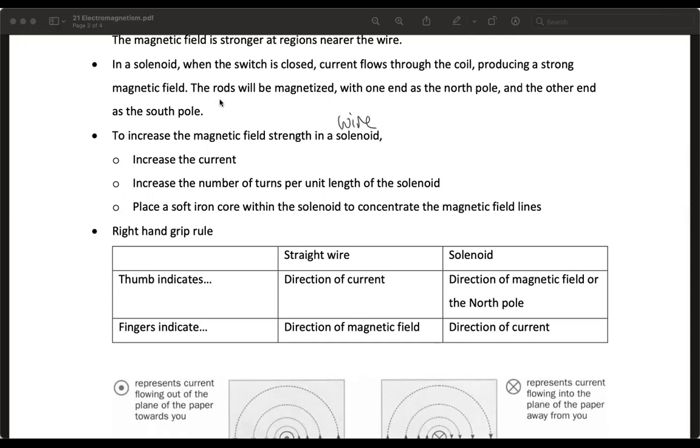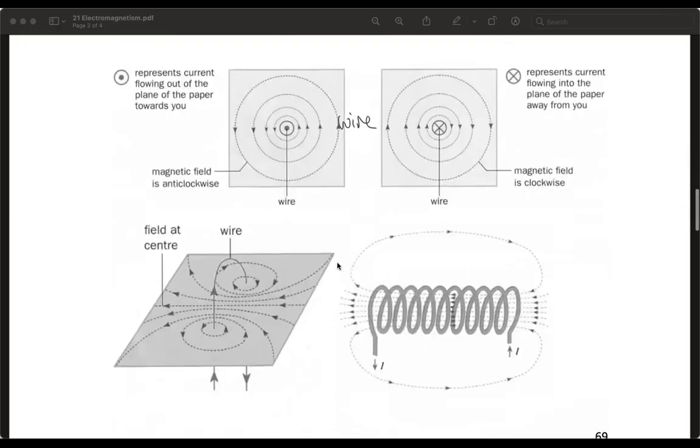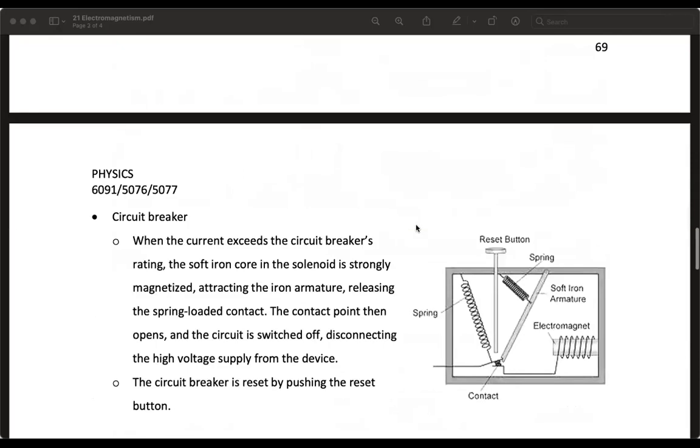These three factors, are you able to remember? There's no need to memorize, but does it make sense? The last one, maybe you need to remember. But the first two, do you need to remember? It's common sense, right? More current, more magnetism. More number of coils, more magnetism. Just remember the third one. If you put a soft iron core inside this, your magnetic field will be even stronger. Clear so far? Okay, let's carry on.